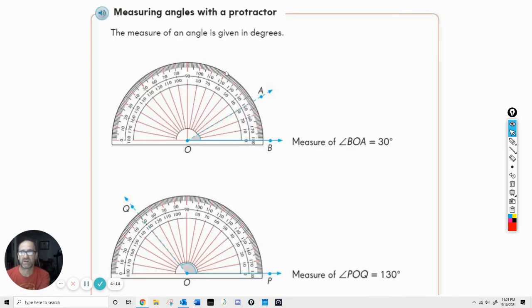All right. When you use a protractor, the measure of angles are given in degrees. Oh, sorry, it's late at night. You can see on my clock. I'm kind of a crazy person.